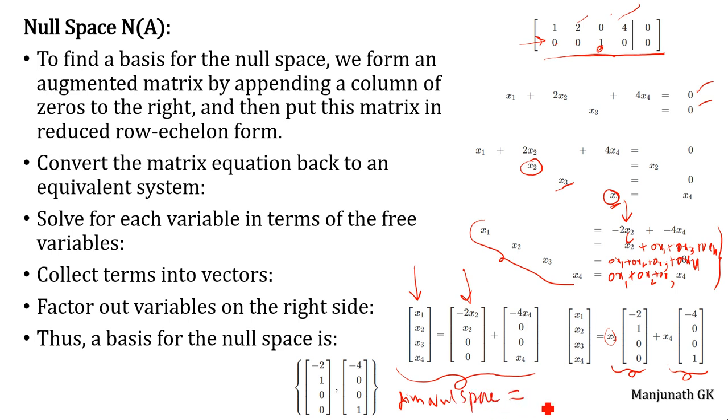The dimension of the null space equals the number of vectors in the null space. There are two vectors available in the null space. Then the answer for the dimension of the null space is 2.